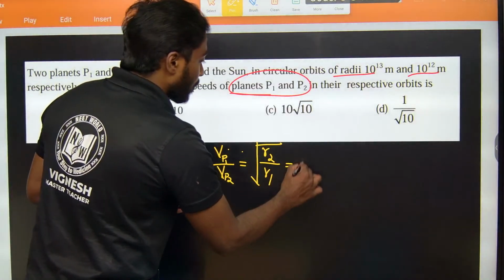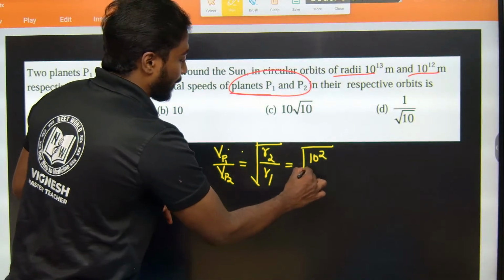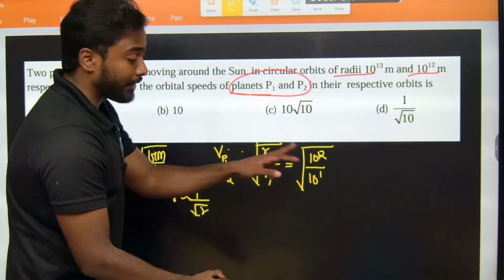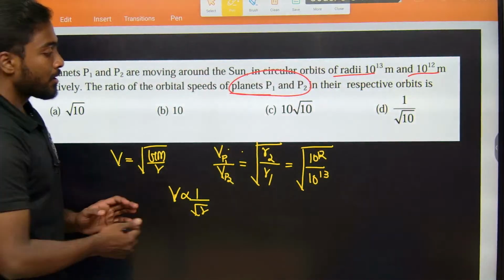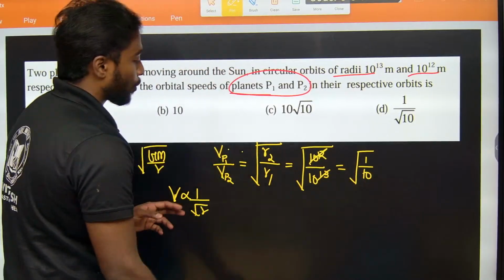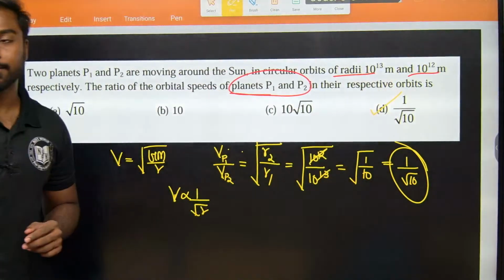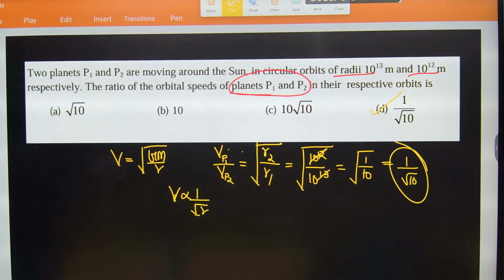Okay. Now, what is the radius they have given? 10 power 12 for the second one and 10 power 13 for the first one. So this is cancelled and it will be 1 by root 10. So the answer will be 1 by root 10. Option D is the answer for the given question. We'll go for the next question.